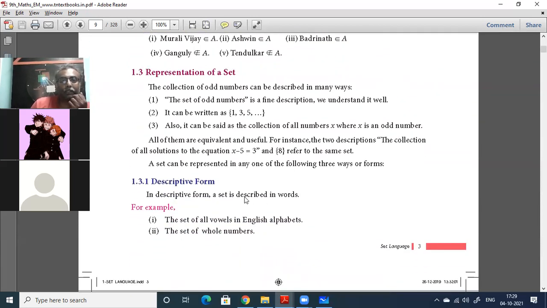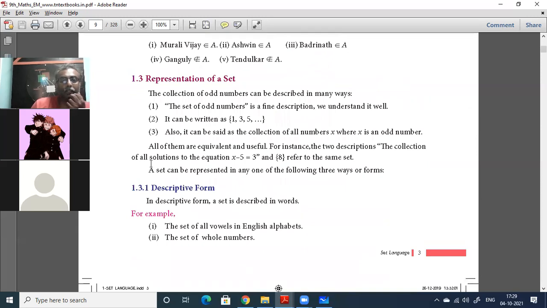Very good. Now you understood how to form sets and all that. Now representation of the set. This is very important. Here only many people are struggling. If you get this correctly, a lot of things you can get correct. The collection of odd numbers. Arpana, can you read? Yes, uncle.